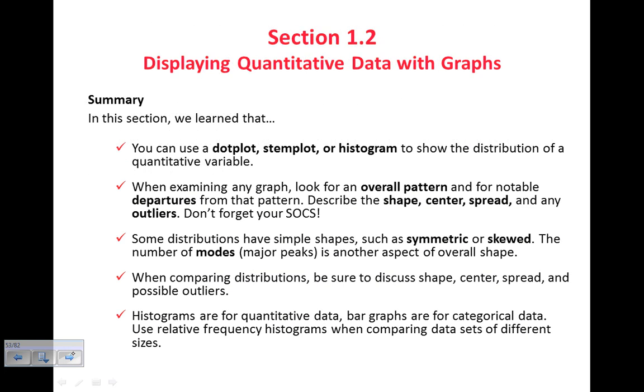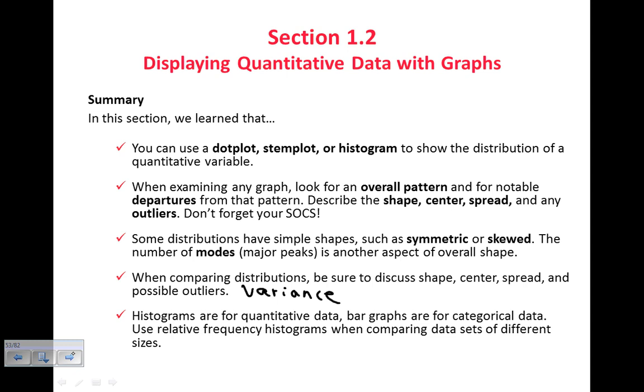So in summary, for section 1.2, you can use dot plots, stem plots, histograms to show the distribution of quantitative variables. When examining any graph, look for the overall pattern, departures from the pattern, the shape, center, spread, outliers, and the variance. Okay. Some distributions have simple shapes such as symmetric or skewed. The number of major peaks is another aspect. When comparing distributions, be sure to discuss, again, shape, center, spread, possible outliers, and again, the variance. Don't forget that. How spread out that data is.